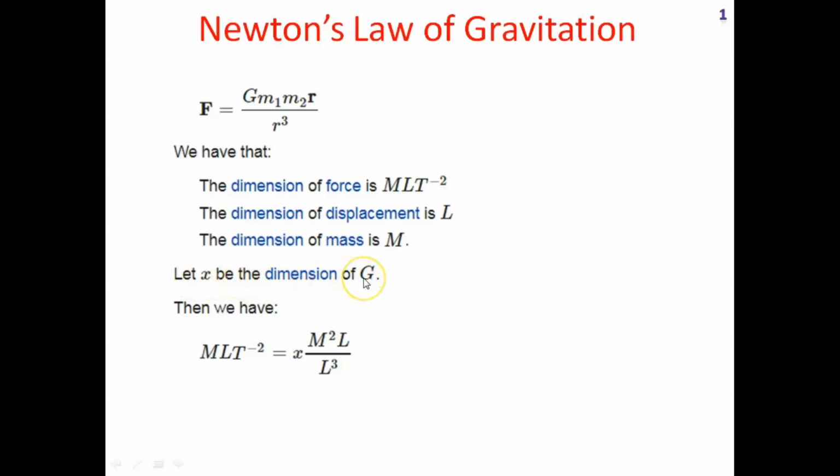The dimensions of G are unknown to us, and then we can plug in force M1 L1 T minus 2 equals X, which we want to find, that is the dimensions of G, times m1 into m2 which will be M square, upon r square, L square. By simplifying, for x we can obtain the dimensions of the gravitational constant G as M minus 1 L 3 T minus 2.